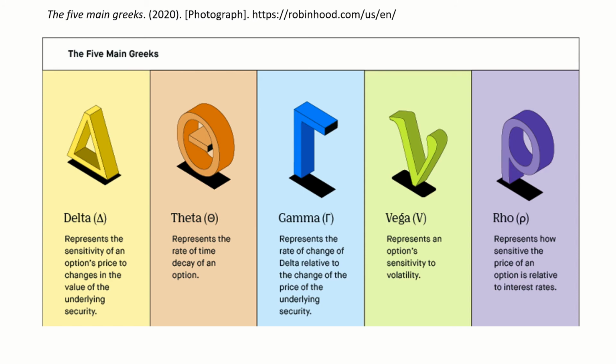So the delta represents the sensitivity of an option price to changes in the value of the underlying security. Theta represents the rate of time decay of an option. The gamma represents the rate of change of delta relative to the change of the price of the underlying security. Vega represents an option's sensitivity to volatility. And then you got the Rho, which I'm pretty sure I'm saying all wrong, but it represents how sensitive the price of an option is relative to interest rates.